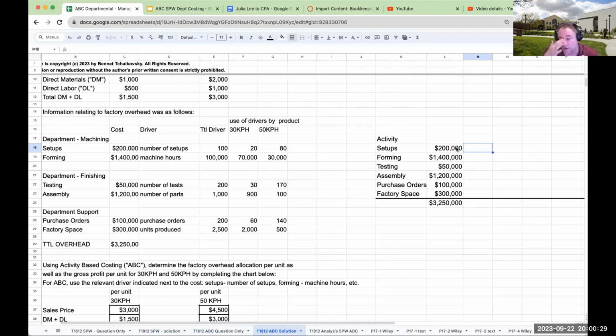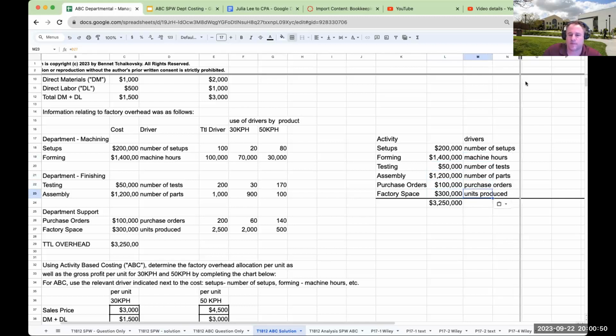So under activity-based costing, what we need to know is our drivers. Our drivers are number of setups, machine hours, number of tests, number of parts, purchase orders, and lastly, units produced.